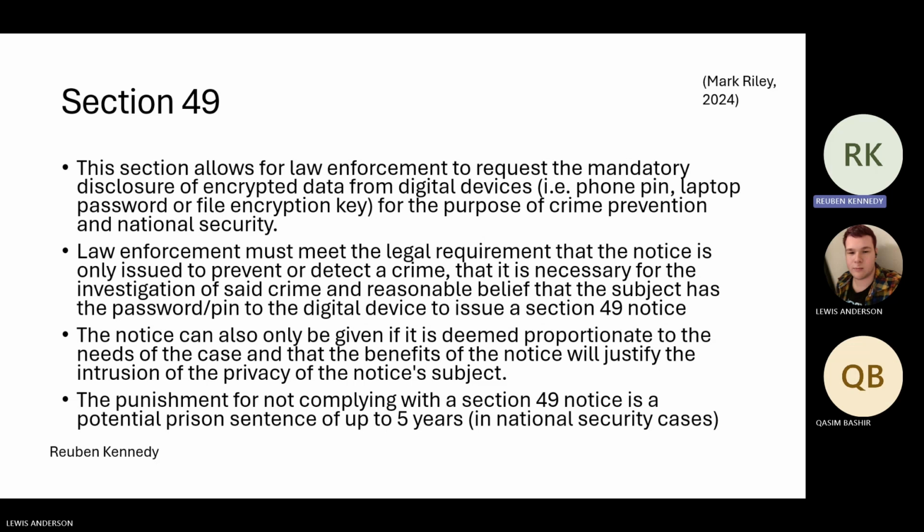Law enforcement must, however, meet the legal requirement that the notice is only issued to prevent or detect a crime that is necessary for the investigation of that crime, and they have reasonable belief that the subject of the Section 49 notice actually has the PIN to be able to follow the Section 49 notice. The notice can also only be given if it's deemed proportionate to the needs of the case. So as long as the benefits actually outweigh the intrusion of privacy of the notice's subject, then it can be issued. The punishment for non-compliance under Section 49 is a prison sentence of up to 5 years.